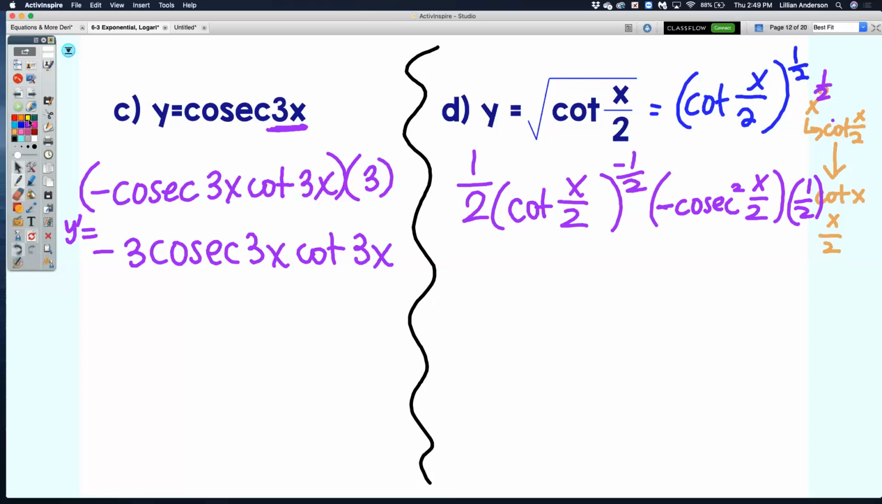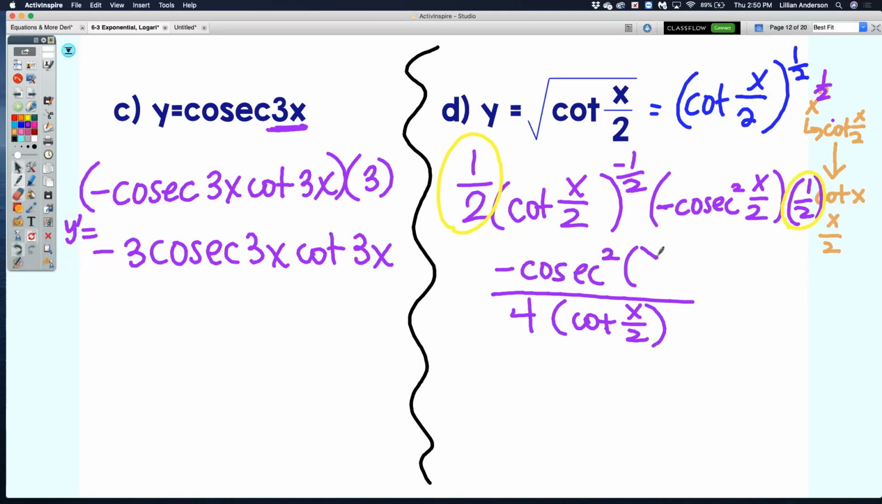So to simplify this, I'm going to multiply my 1/2s together to get what? 1/4. I'm also going to take care of this negative exponent by bringing it down. Now there's already a 4 there because originally I had a 1/4. So I'm going to bring it down there with the 4. And then that negative cosecant squared x over 2 stays in the numerator. And that is my derivative.